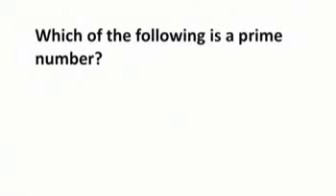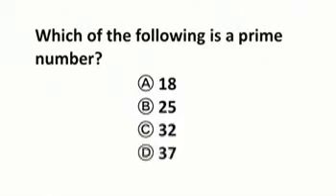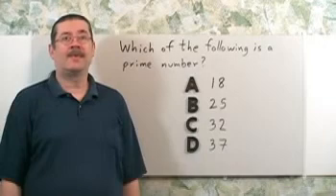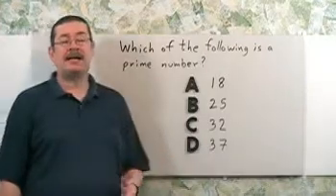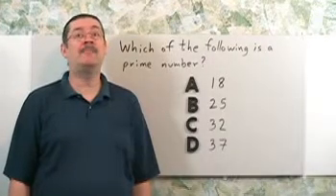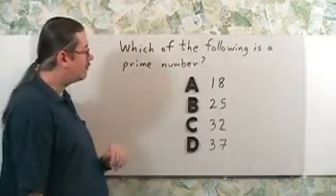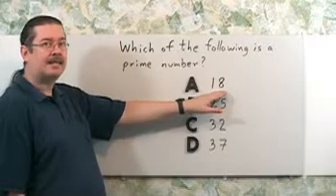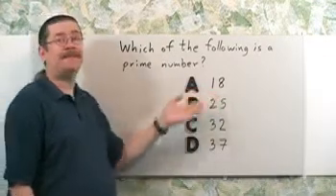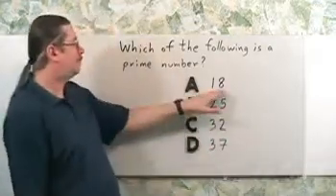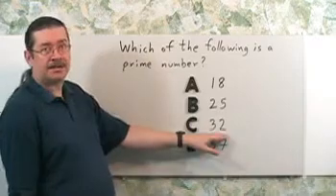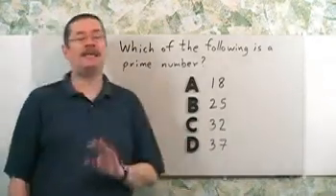Which of the following is a prime number? Before we answer this question, we need to realize that a prime number is a number that is divisible only by 1 and itself. Let's go ahead and look at each and every one of these. 18 is divisible by itself, 1, but it's also even. Any even number, you can divide 2 into it. So, not prime. In fact, because 32 is also even, not prime. 2 is the only even number that is prime.